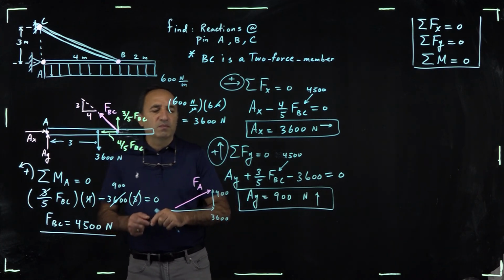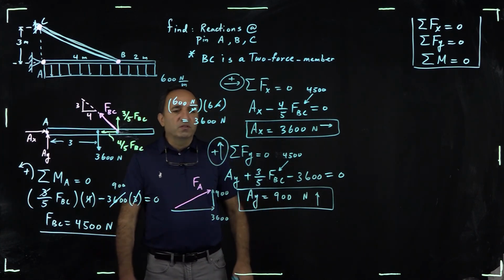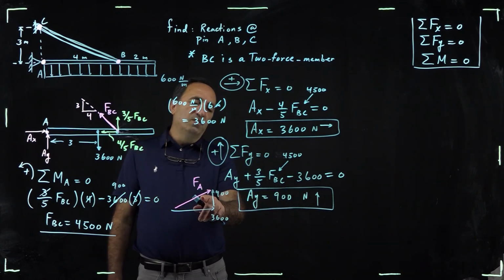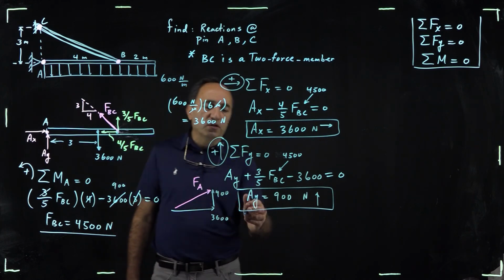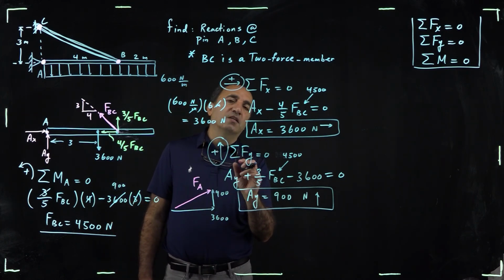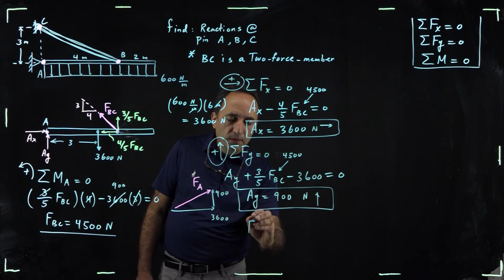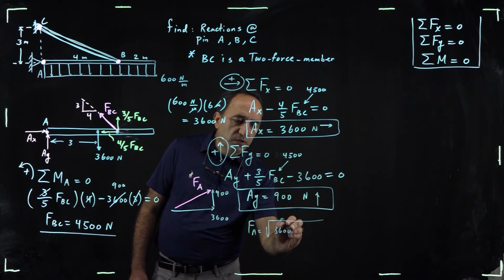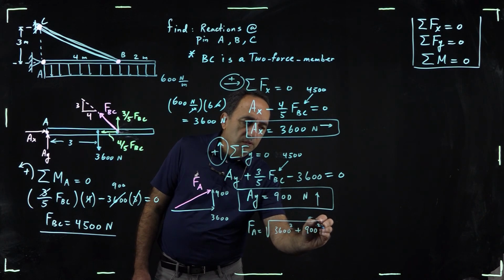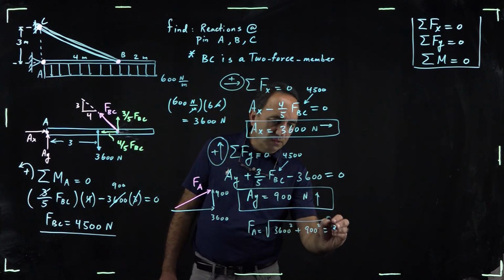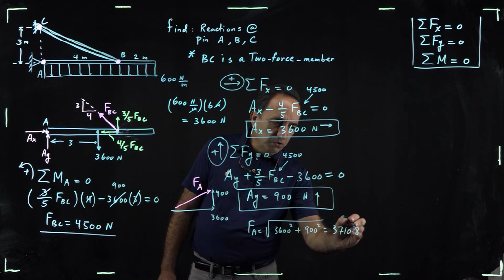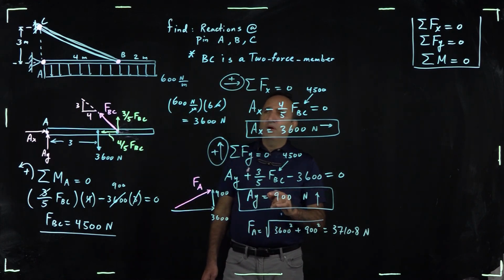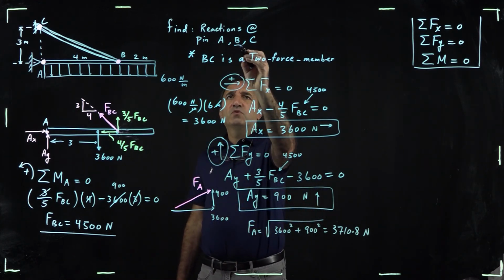Later on, when you take a mechanics of materials course or you're interested in the topic of stresses, shear stress at the pin becomes critical, because you need to use this F sub A, or resultant pin reaction in general, to be able to figure out what shear loads are acting at the pin. So F sub A in this case would be the square root of 3,600 squared, AX, and AY squared, which becomes, I believe, 3,710 and some change, 0.8. And that's newtons.